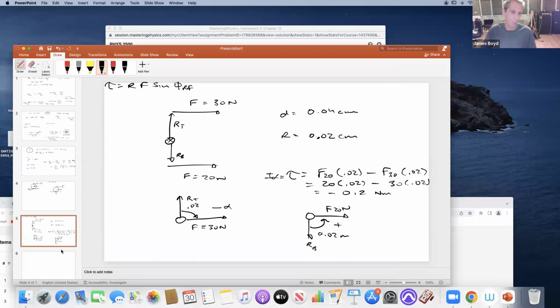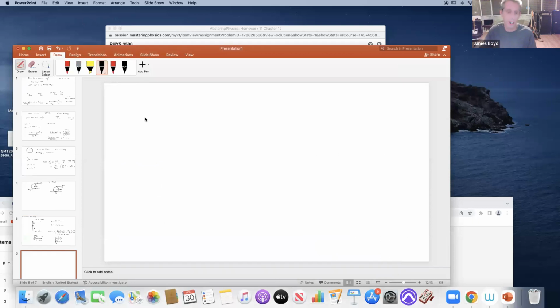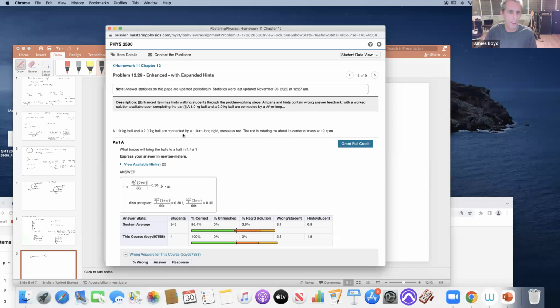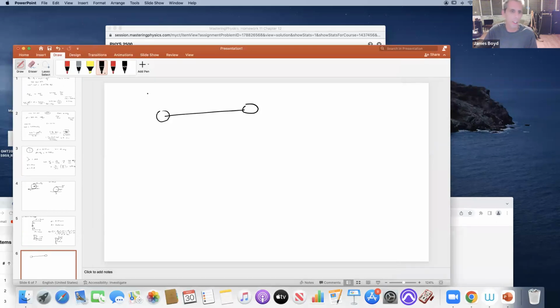Okay, so what we need to figure out first, and I talked about this one, is we basically have these two balls along a 1 meter rod. This one's 1 kilogram and this one's 2 kilograms. I'm going to say that this is 0, so this X is 1 meter.